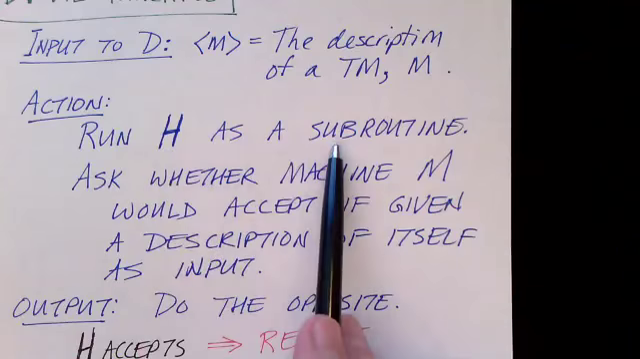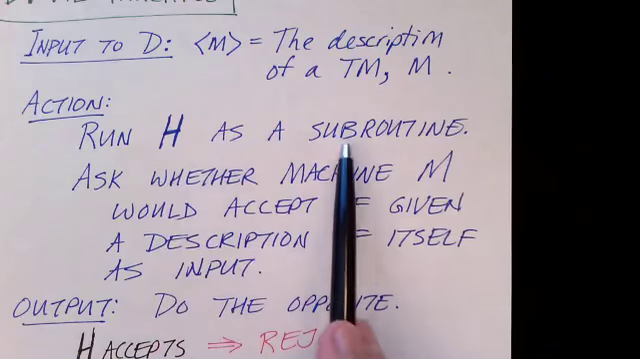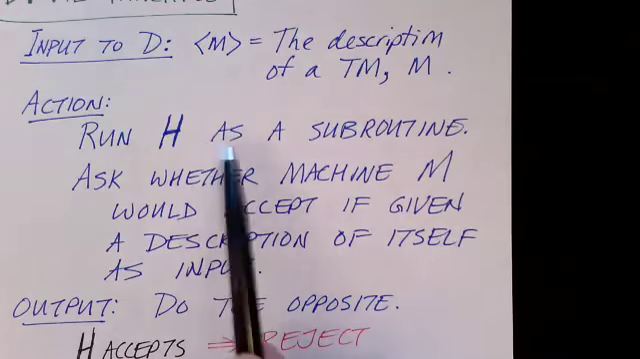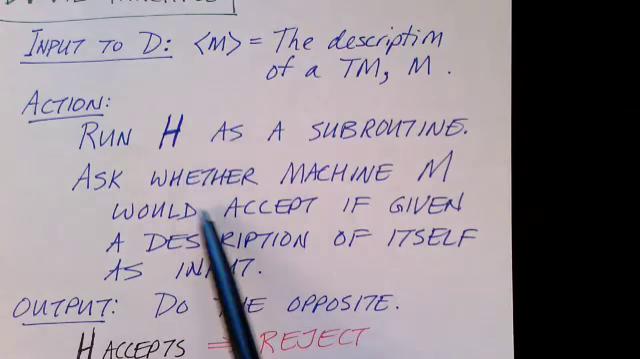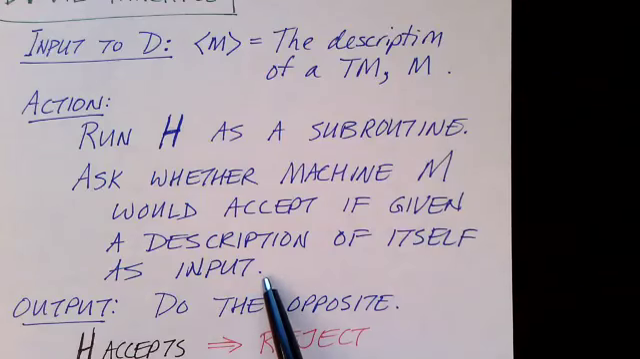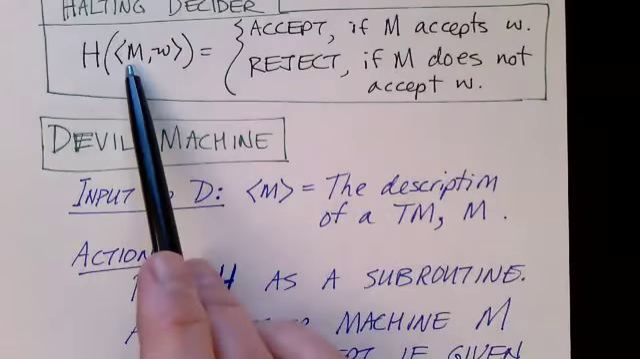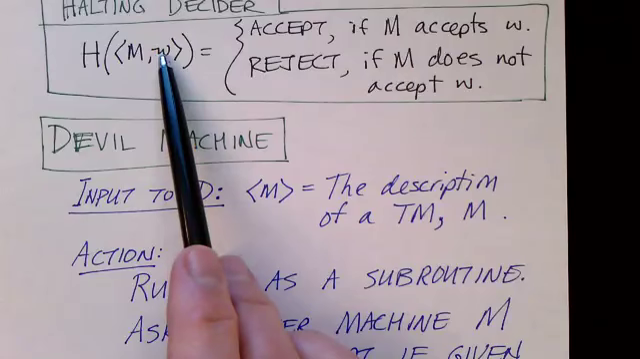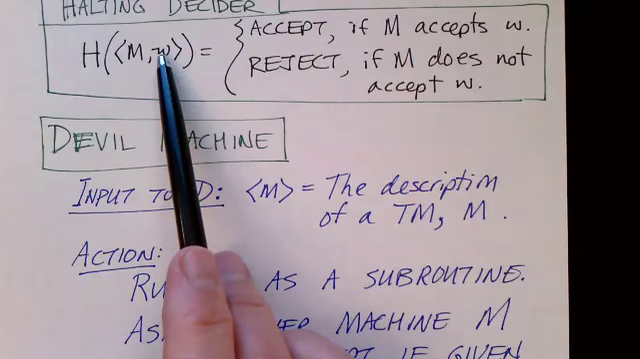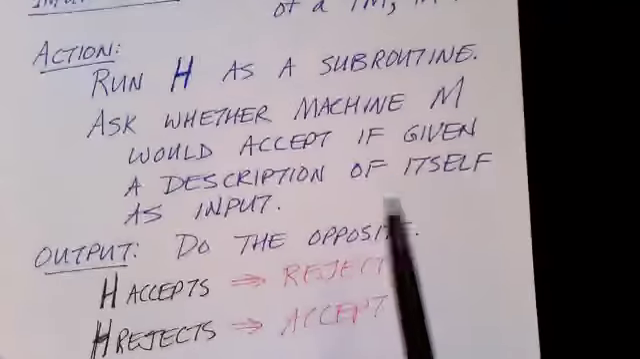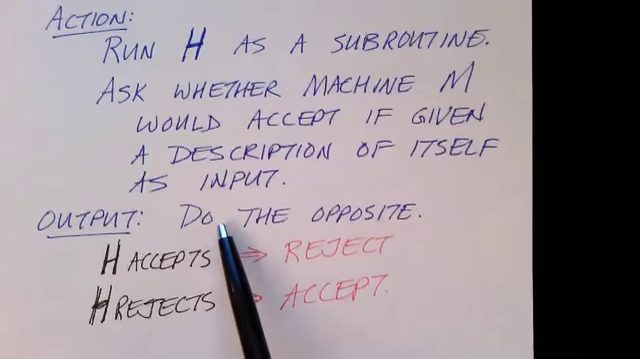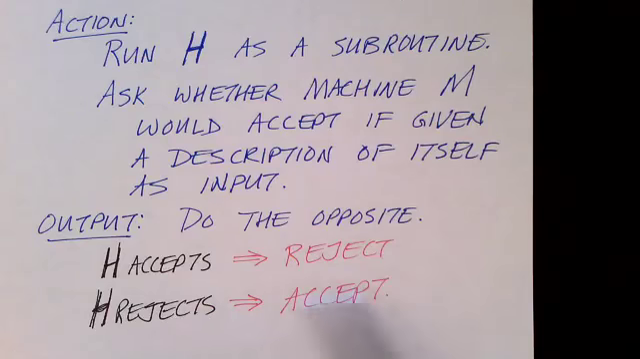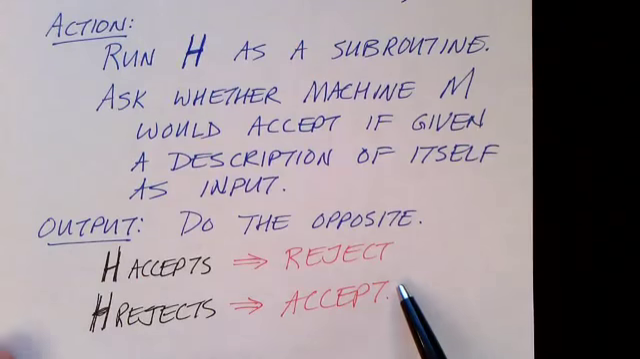Well, D calls H as a subroutine, and it runs the halting decider as a subroutine. And D is passed the description of a Turing machine. What it does is it runs H on that. And it says, would that Turing machine accept if it were given a description of itself as input? So H is given the description of a Turing machine plus a string. And what D is going to do is provide as the target string the description of M itself. So if M were run on a description of M itself, what would it do? Would it accept or not? And then what the devil machine is going to do, because it's a devil, is the opposite. If H accepts, D will reject. If H rejects, then D will accept. So D does the opposite of what H does.